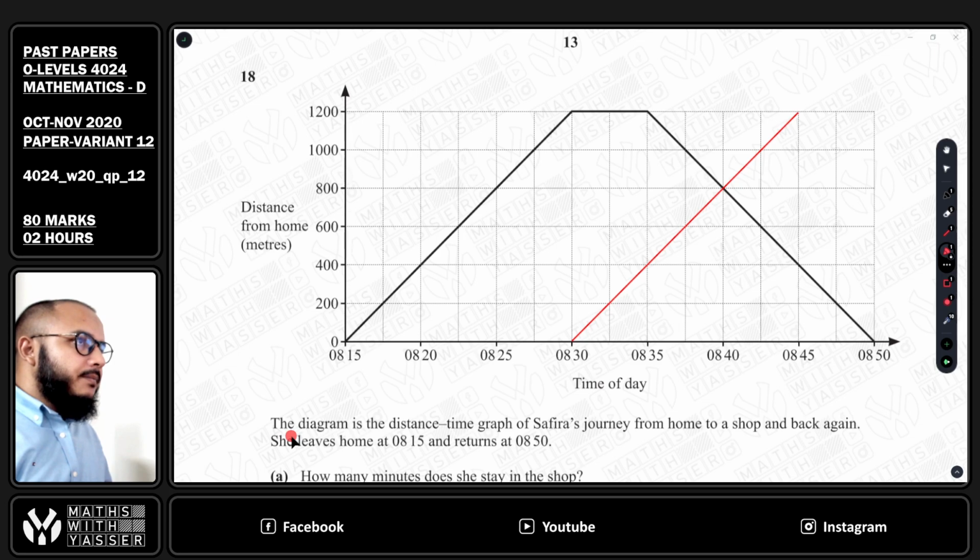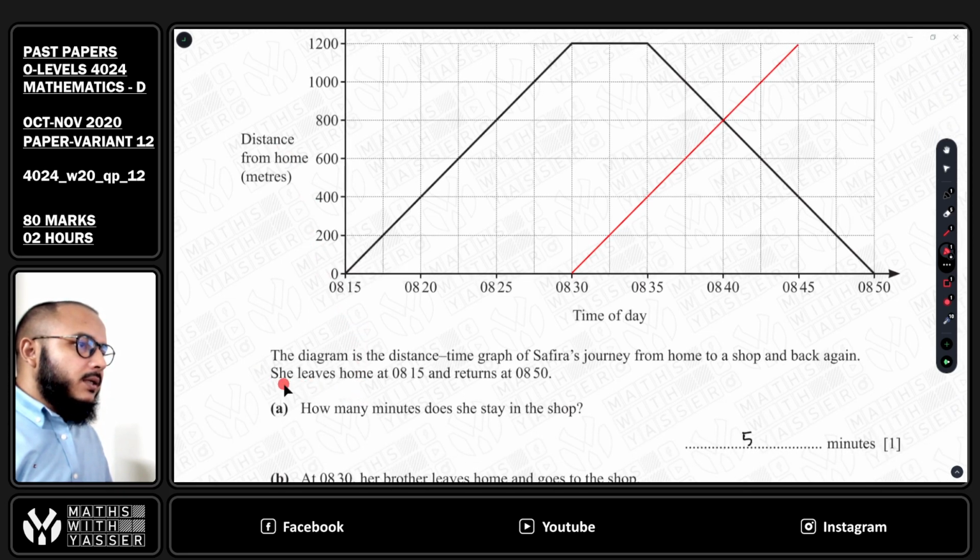Question number 18. It says the diagram is the distance time graph of Safira's journey from home to a shop and back again. Always make sure in such questions you first understand what type of graph is being provided to you. Not necessarily will you always have speed time or velocity time graphs. Sometimes you might have a distance time graph, and we know that all these graphs are different from each other.